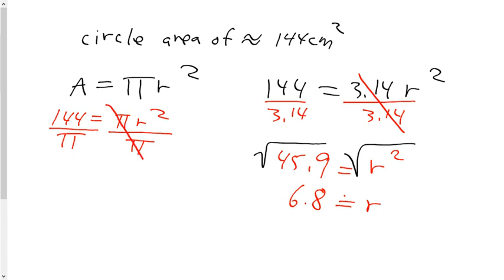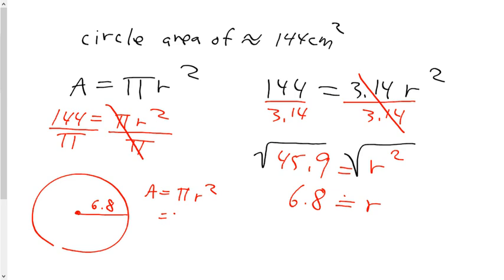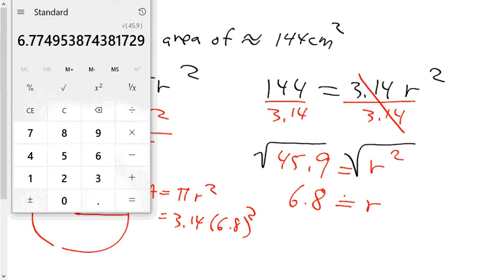All right? So the answer on our circle, if I do a circle and put a radius of 6.8 centimeters, let's just double check that. So area equals pi r squared. Area equals 3.14 multiplied by 6.8 squared. According to BEDMAS, got to do my exponents first. So 6.8 squared, and there's actually a button to do it for you. Instead of saying 6.8 times 6.8, you can just hit that button. It does it for you. 46.24.